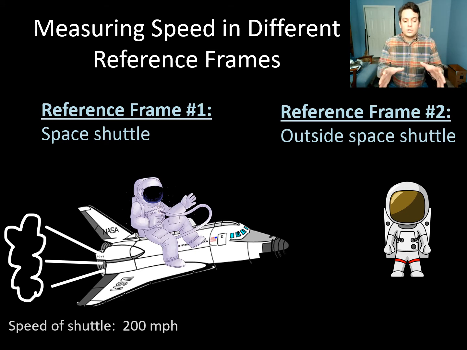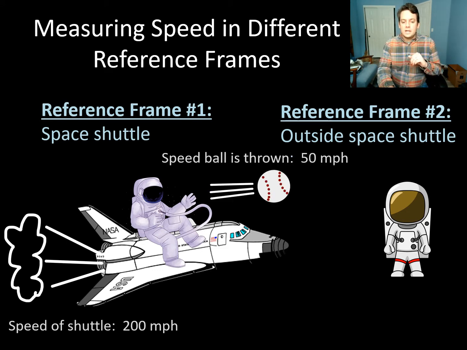To make things a little more concrete, let's imagine the space shuttle is moving along at a constant velocity of 200 miles an hour. And furthermore, we're going to imagine that the astronaut on the spacecraft throws a baseball at 50 miles per hour. Now, 50 miles per hour is not a particularly impressive speed to throw a baseball at, but I imagine it would be quite a bit more difficult while suited up like that. So we'll cut him some slack there. So he's riding on a space shuttle that's moving at 200 miles an hour. He throws a baseball at 50 miles an hour.